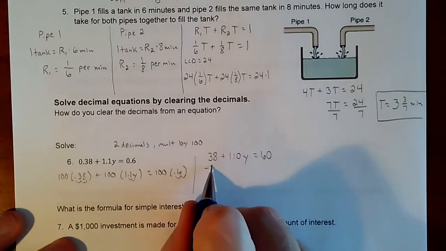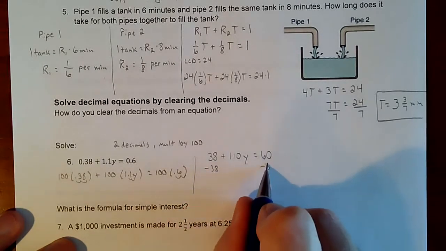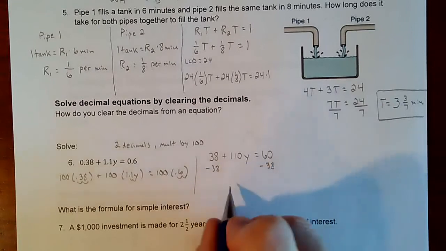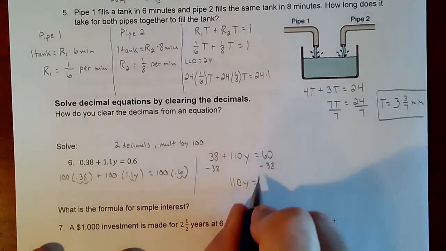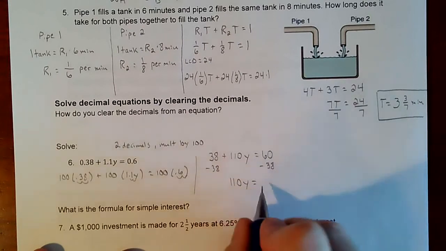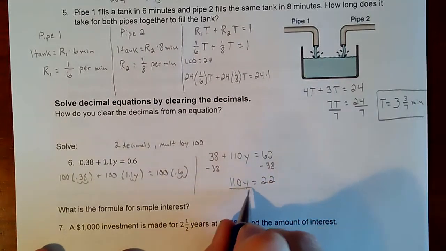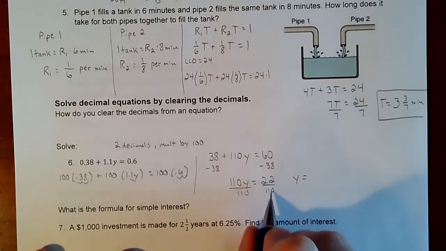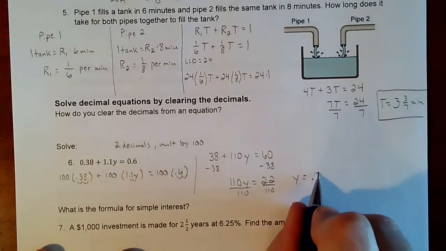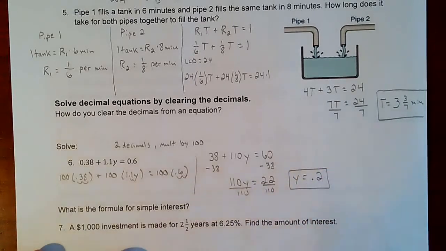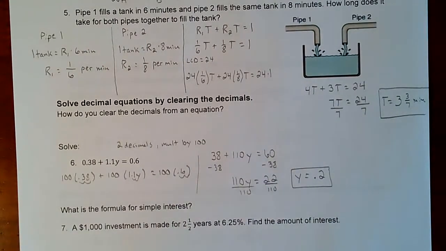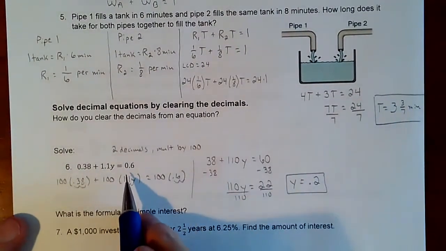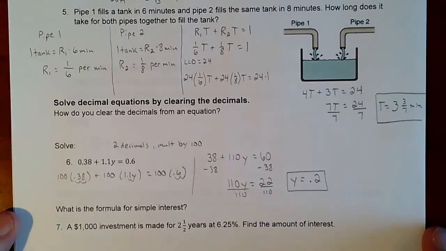So now I'm going to take that 38 and subtract it over to the other side. And then I can solve. So I have 110y equals 60 minus 38, which gets me 22. I divide by 110, and if I throw that into a calculator, I get 0.2. Okay, so just like fraction problems, clearing out fractions doesn't change the fact that your final answer might still be a fraction, which we had here. So if you have a decimal, clearing it out doesn't change the fact that you still might have a decimal.